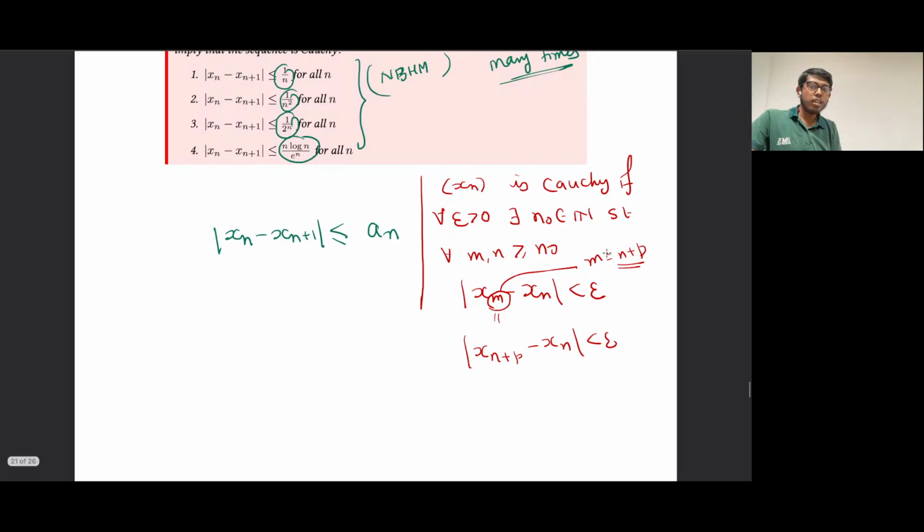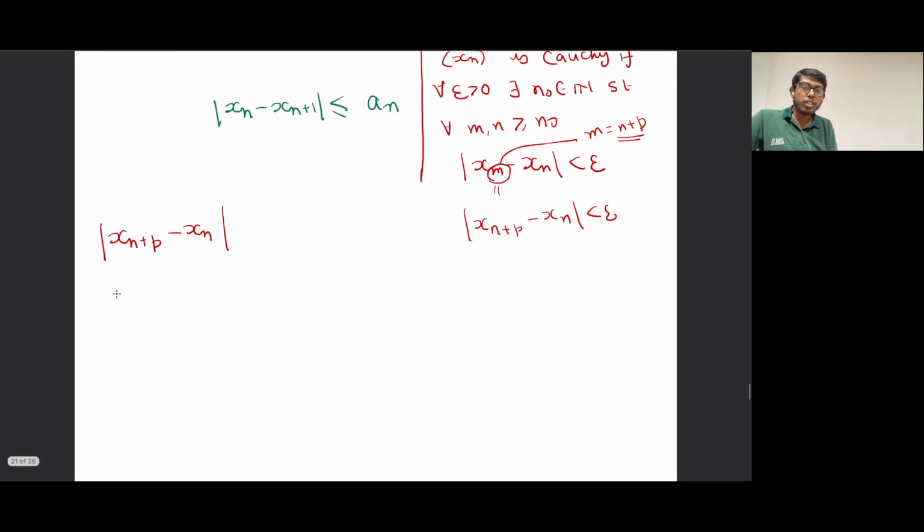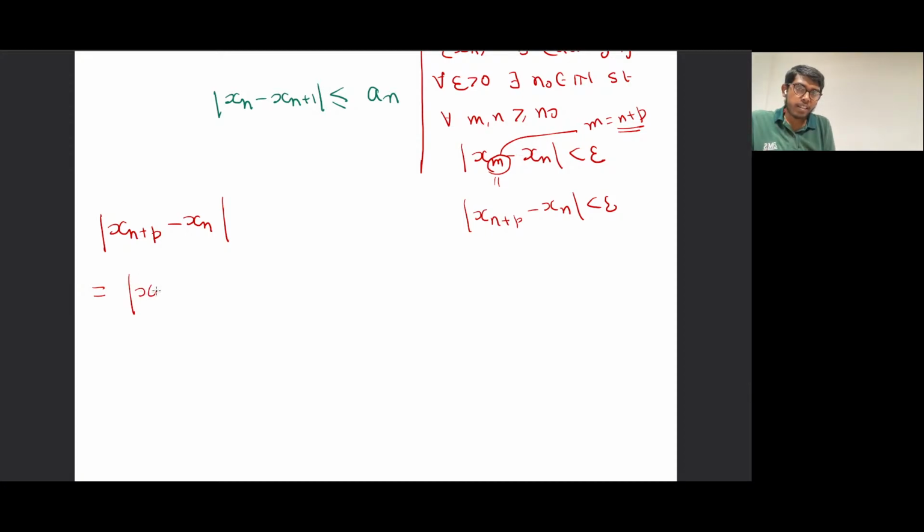So let's see, what is xn plus p minus xn? This is equal to xn plus p minus xn plus p minus 1, plus xn plus p minus 1 minus xn plus p minus 2, and so on. Let me write one more term so that it will be clear. So I'm adding and subtracting, and in this way it will go down to minus xn.